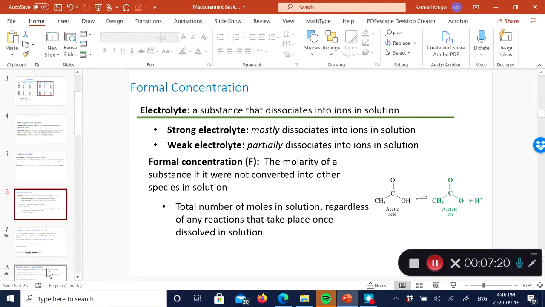As I've said before, the formal concentration is only used to represent molarity for chemical species that dissociate completely to their component species. Now, that's not always the case if you're dealing with weak acids or bases that tend to dissociate only partially. Okay.